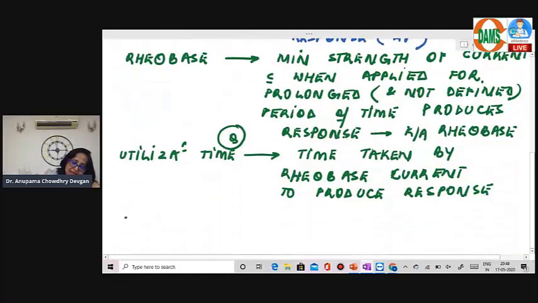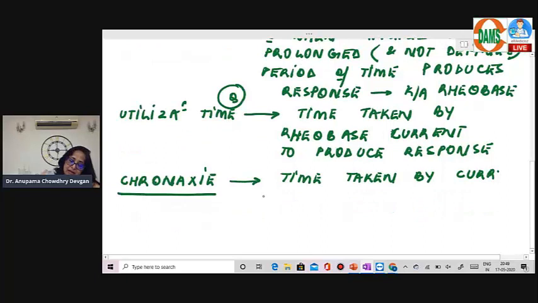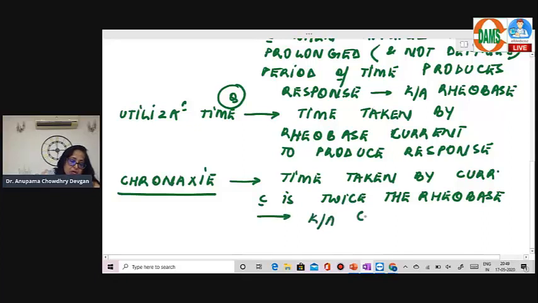Now, what is chronaxy? The definition of chronaxy. Chrona is also time. Chronaxy is the time taken by a current which is twice the rheobase. Time taken by a current which is twice the rheobase is known as chronaxy, right?